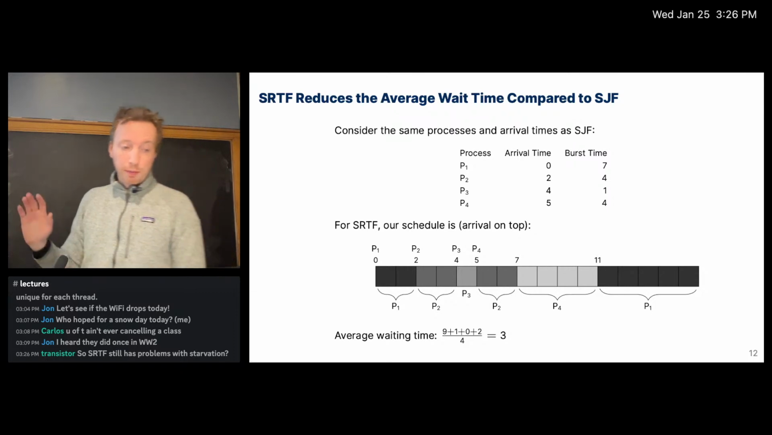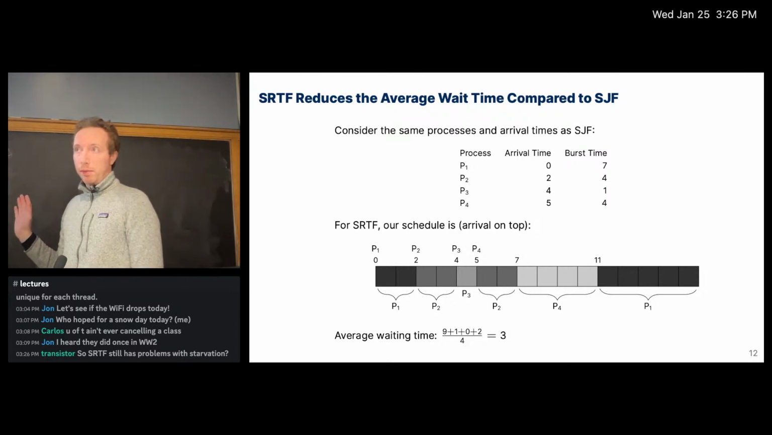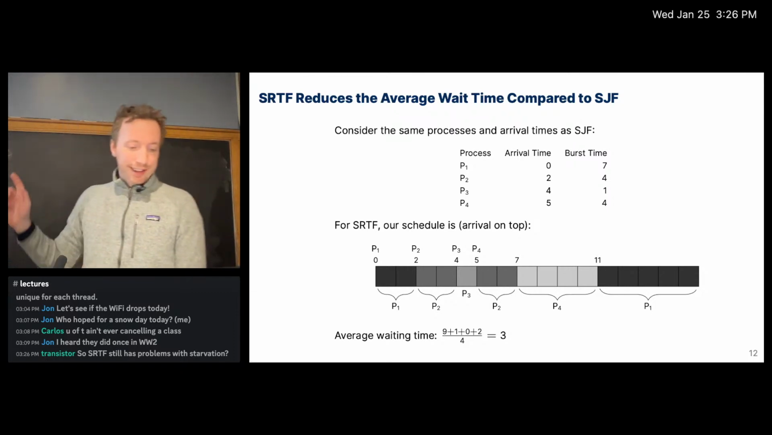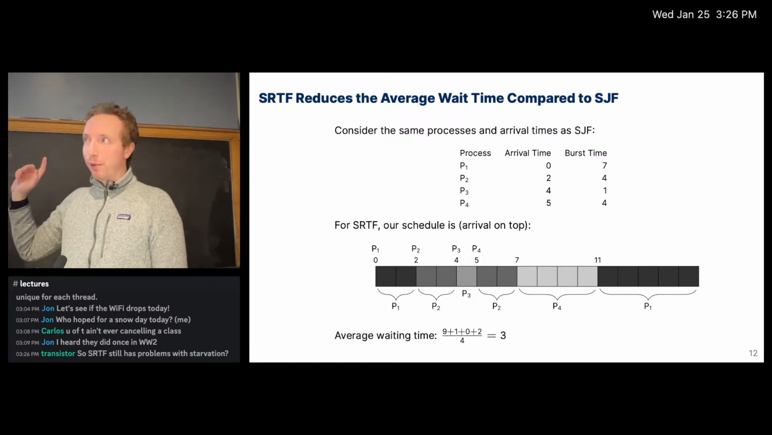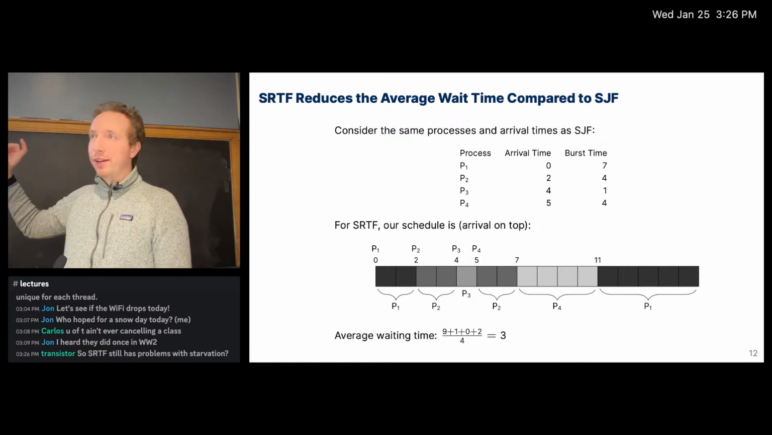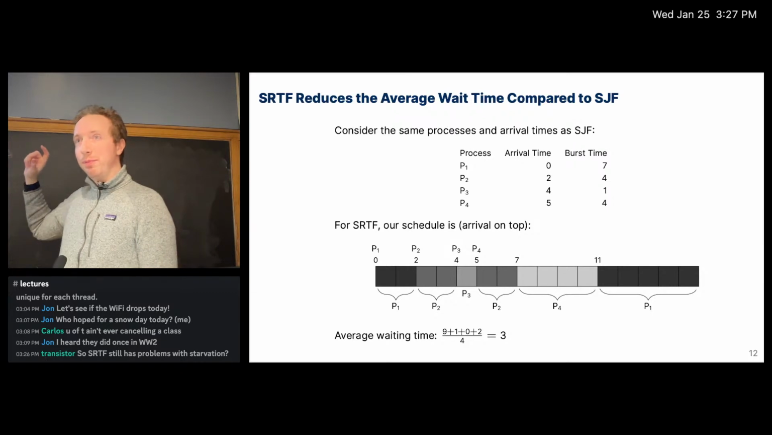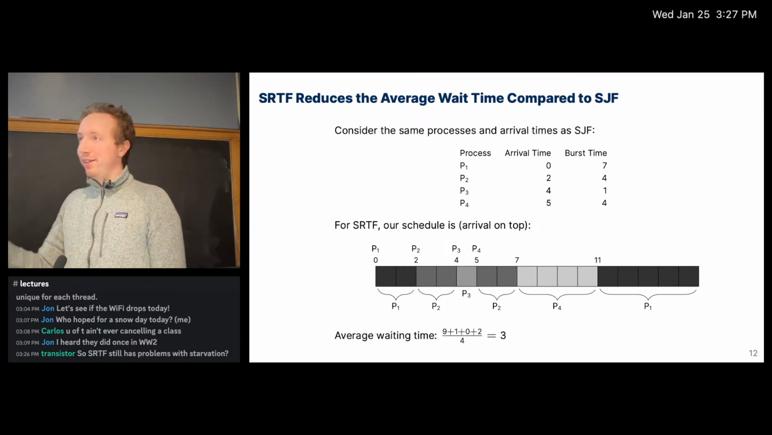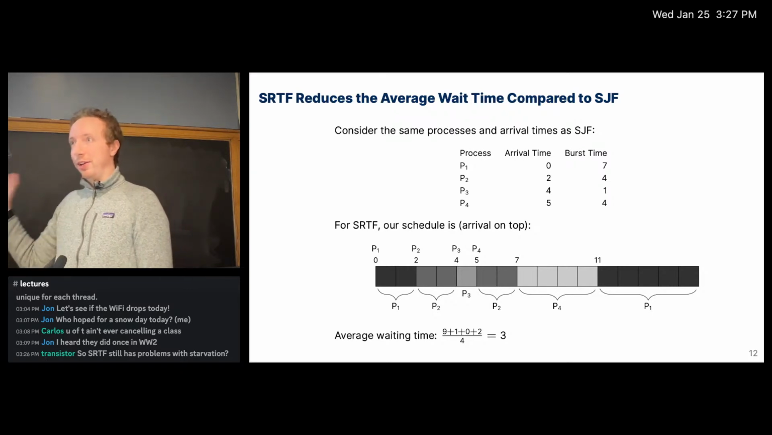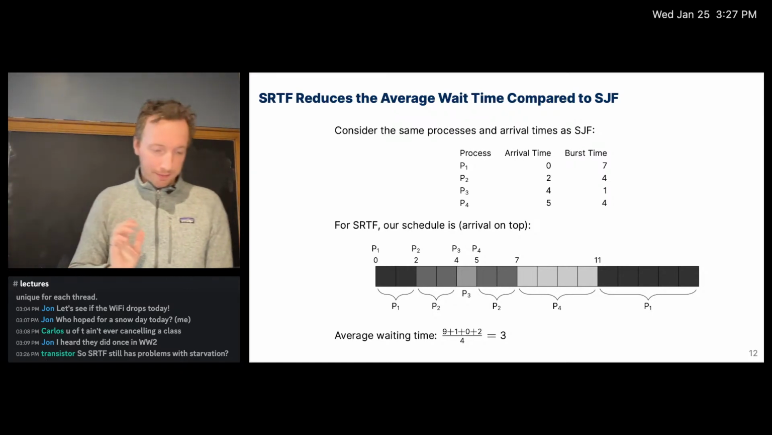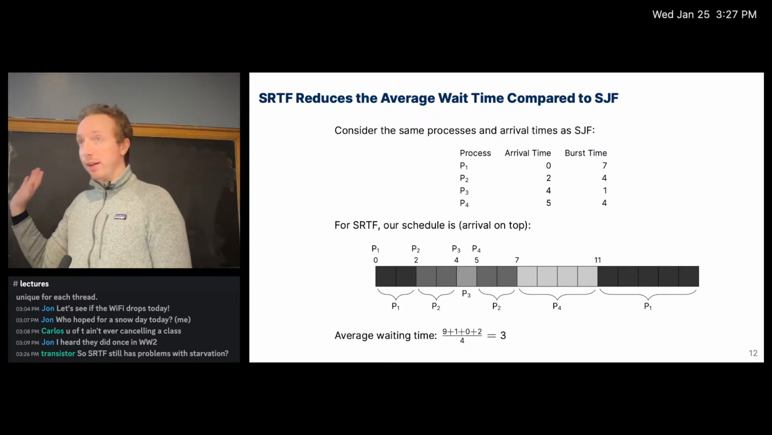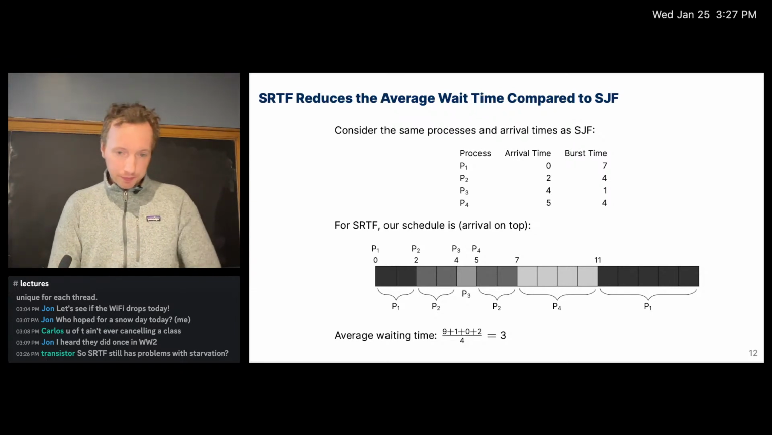So yeah, shortest remaining time first still has problems with starvation. In fact, it gets a little worse. So our P1 actually executed to completion when we didn't have preemptions, but now if you have preemptions, you might tease it a little bit. It gets to run initially, and then you kick it away, and then it never runs again. So yeah, this has the same starvation problems.